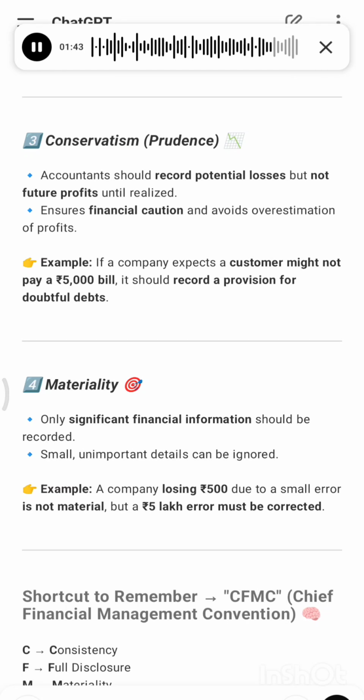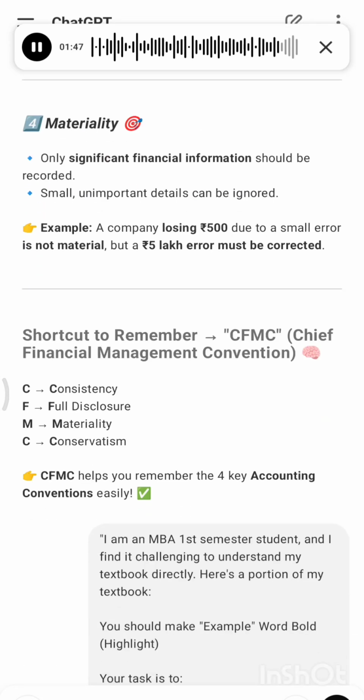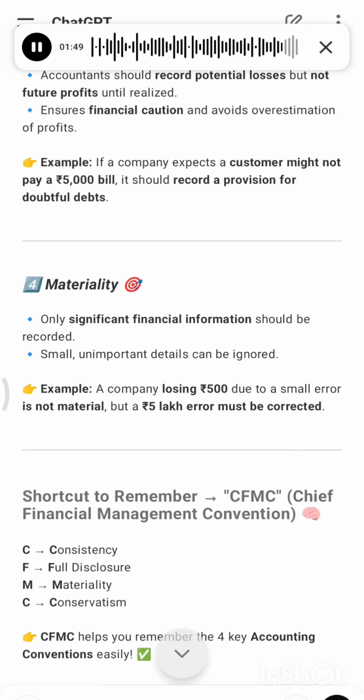Shortcut to remember, CFMC, Chief Financial Management Convention. C, consistency. F, full disclosure. M, materiality. C, conservatism. CFMC helps you remember the 4 key accounting conventions easily.